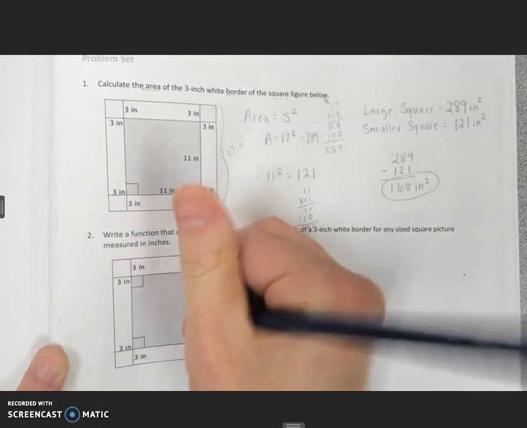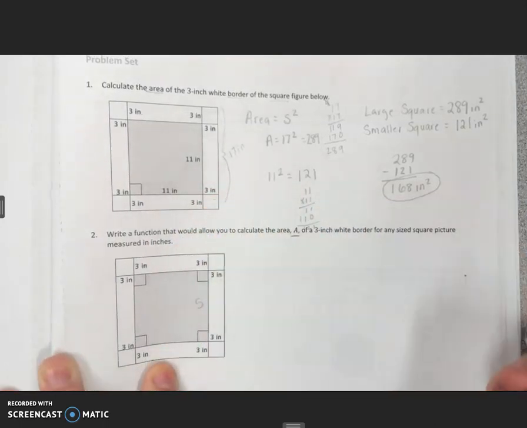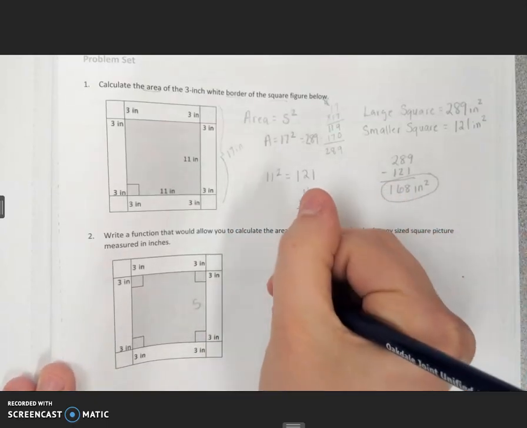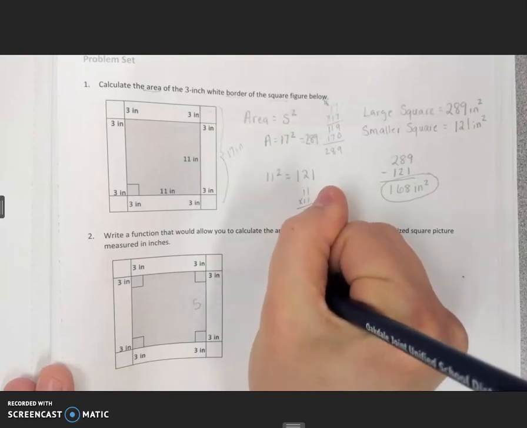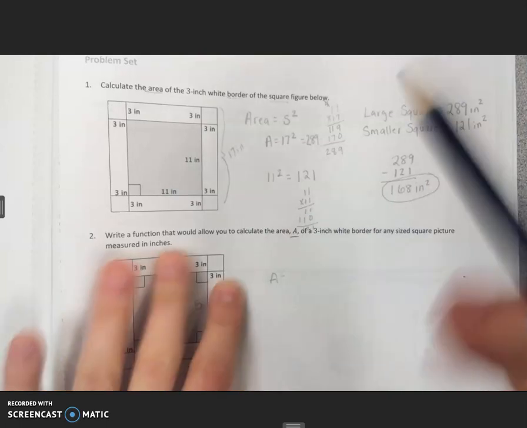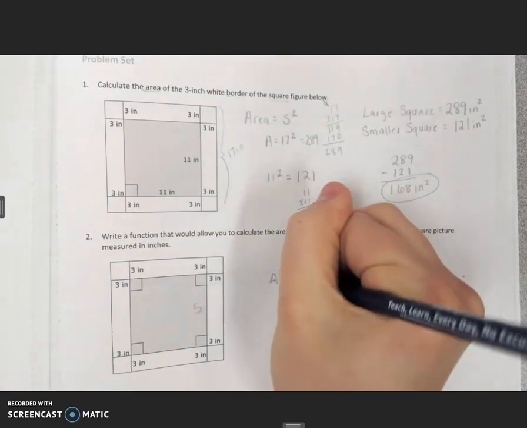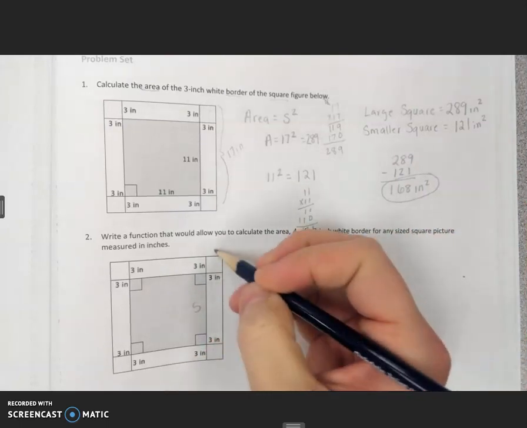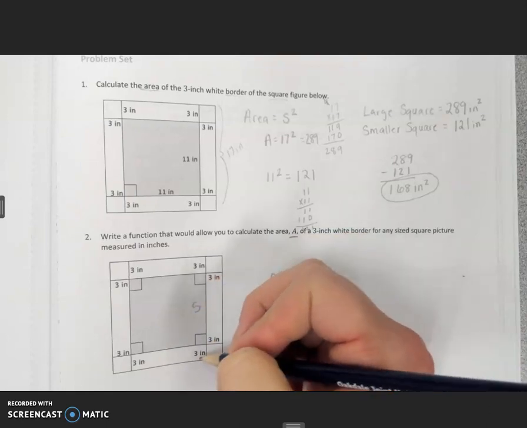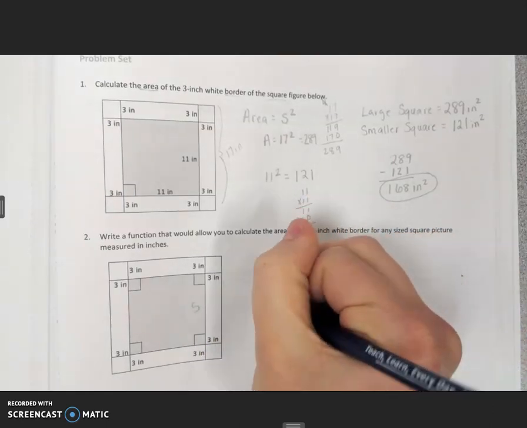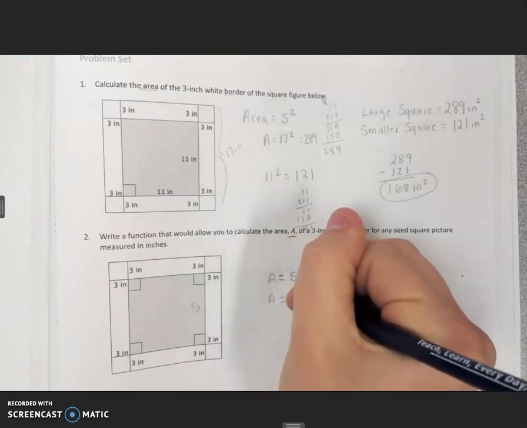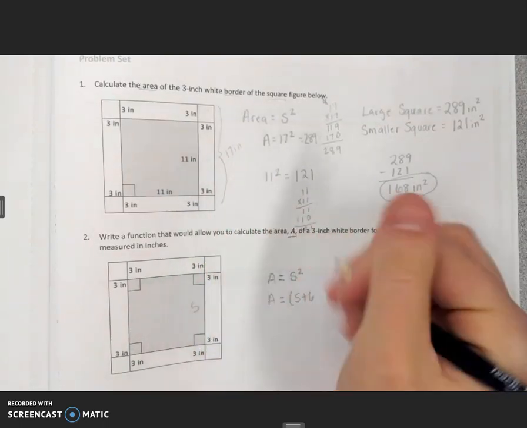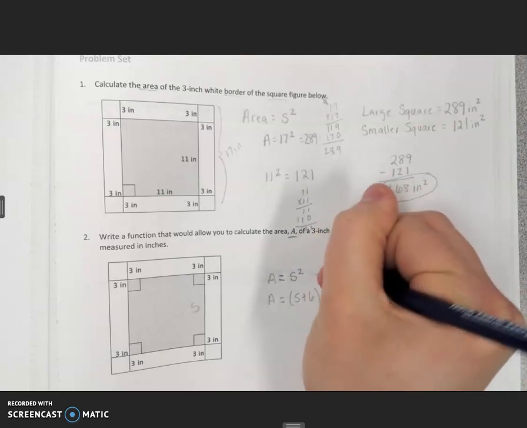So I'm going to use a variable to represent the unknown, and my variable is going to be S, which stands for side. So it's the same thing. The area of our smaller square, that we don't know the dimensions for, is just S squared. For the dimensions of our larger one, I would add the length of a smaller side and then add 3 and 3, which is 6. So A equals S plus 6, 3 on each side, which is a total of 6, squared.